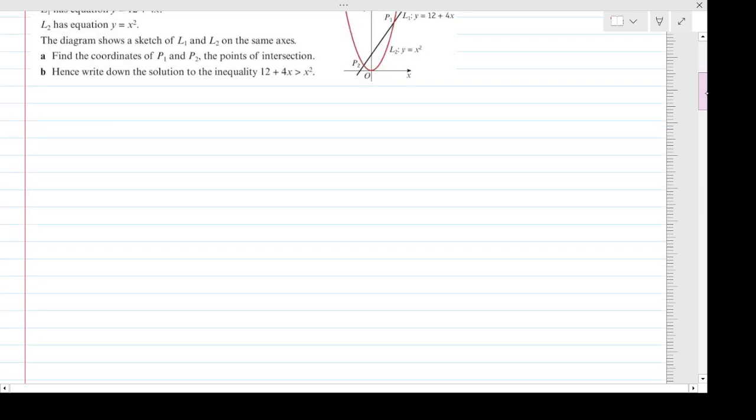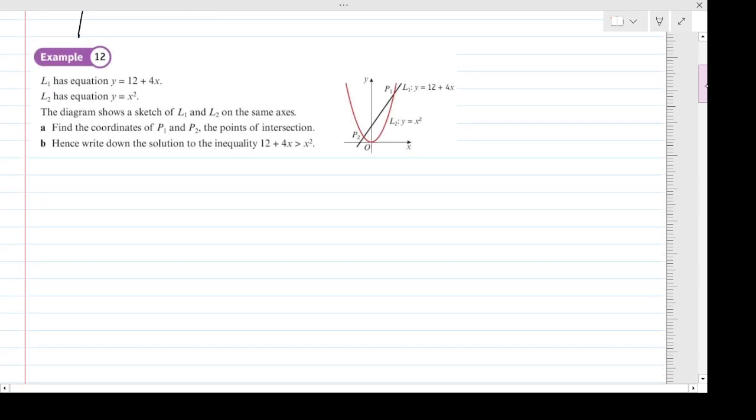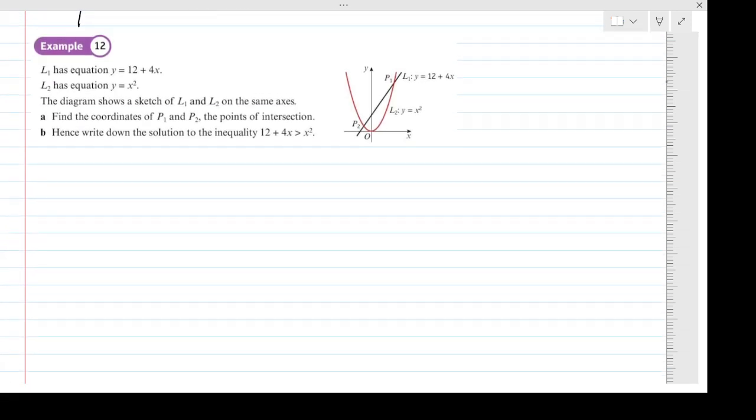Okay, so let's have a look at this example then. So we have example 12. We are given a line L1 with equation y is 12 plus 4x, which is drawn to us here, and L2, which has equation y is x squared, which is this quadratic curve here. The diagram shows the sketch, okay. Part A, first of all, is to find the coordinates of P1 and P2, which are here and here, labeled. These are the points of intersection, okay.